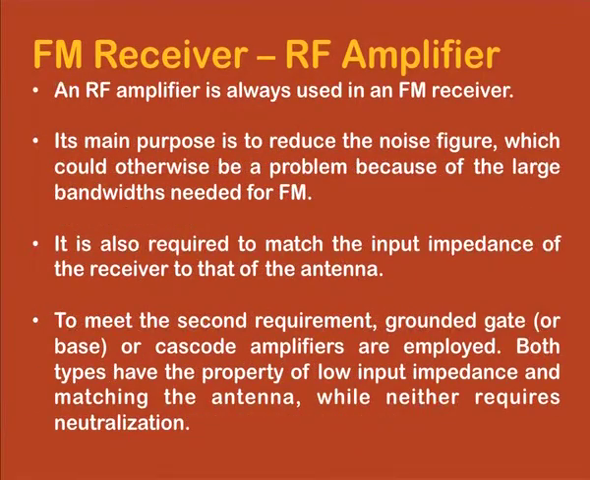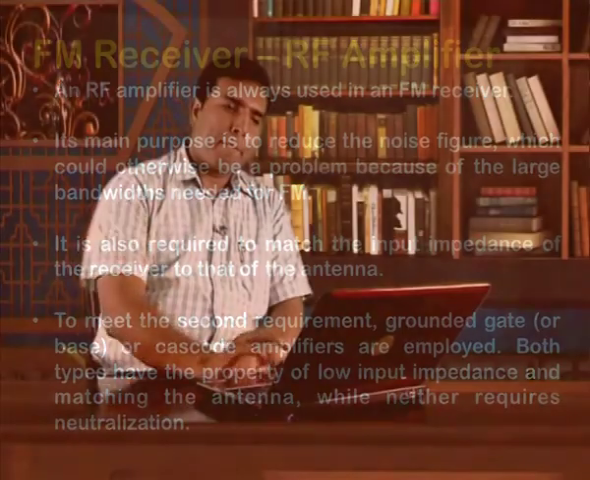So, we will talk about the RF amplifier first. An RF amplifier is always used in FM receiver. The main purpose of this RF amplifier is to reduce the noise figure, which could otherwise be a problem because of the large bandwidths needed for FM signal. It is also required to match the input impedance of the receiver to that of the antenna. To meet the second requirement, grounded gate or base or cascode amplifiers are employed. Both types have the property of low input impedance and matching the antenna, while neither requires neutralization.